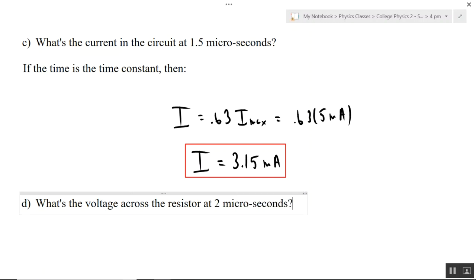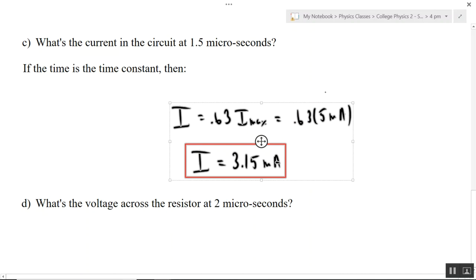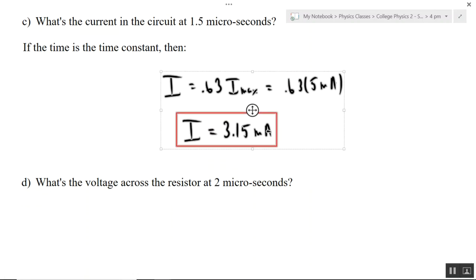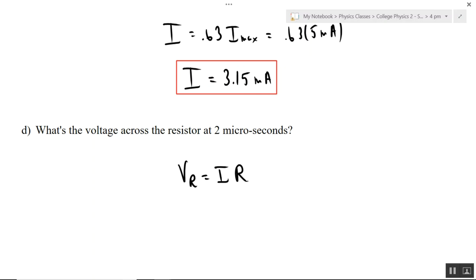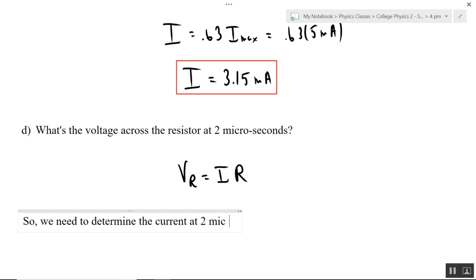Okay. So first of all, before we get to the current, which we'll get to in a minute, how do you find the voltage across a resistor, as we've been doing for probably a month or 5 weeks now? Use Ohm's law. So what we need to find is the current in the circuit at 2 microseconds. And then if we know that, we can multiply it by R, and that gives us our voltage across the resistor. So we need to determine the current at 2 microseconds.